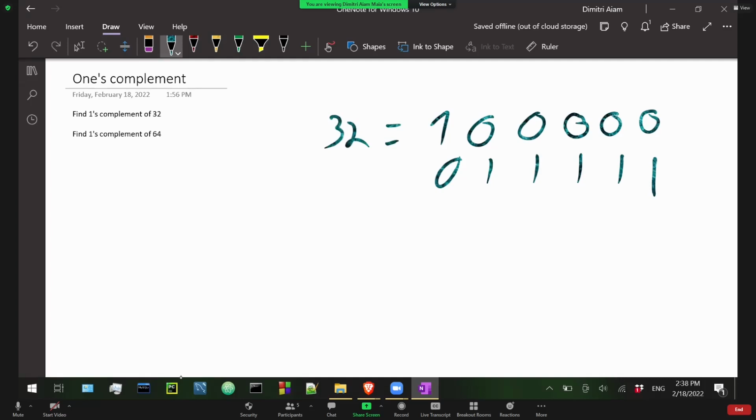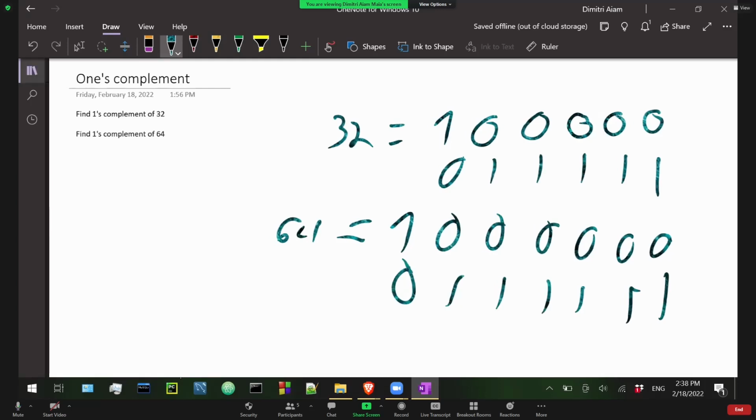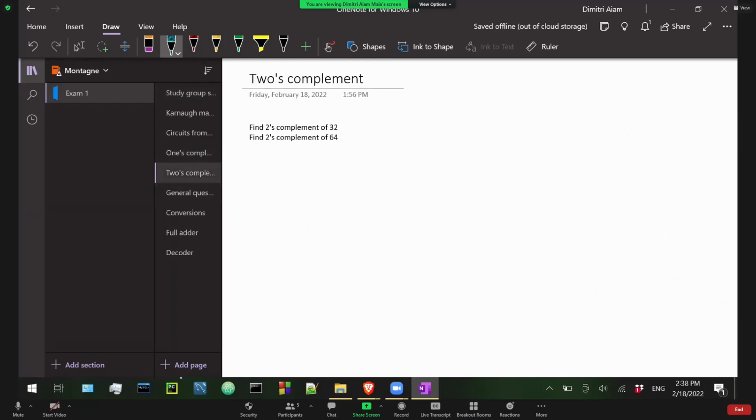Same thing for 64. 64 is this much, and then 1, 64, and then the one's complement is a 0. Everyone got that? Right, good. So let's move on to the two's complement.